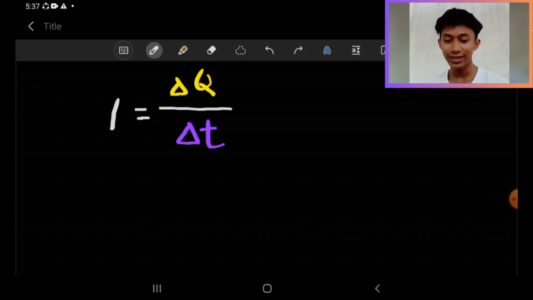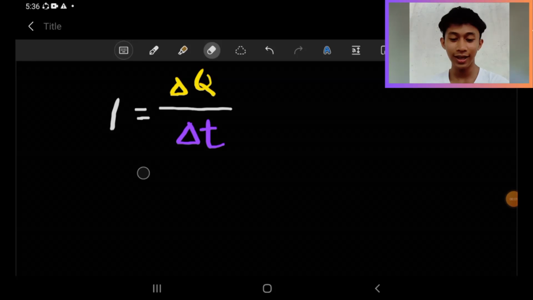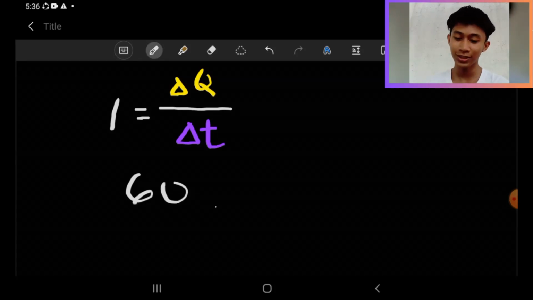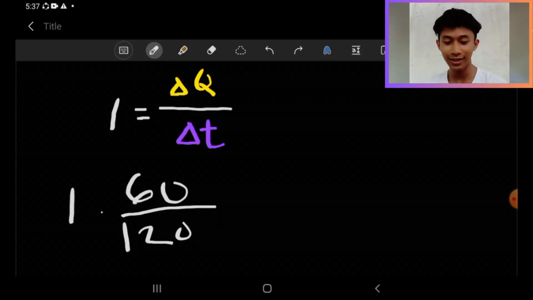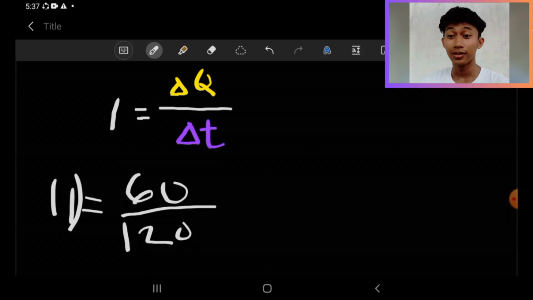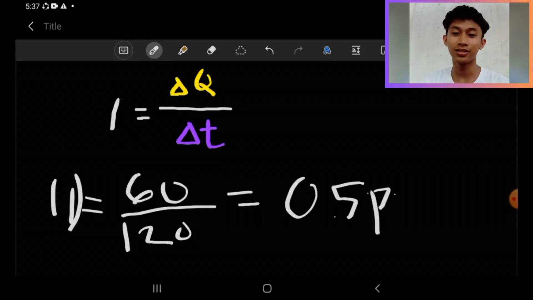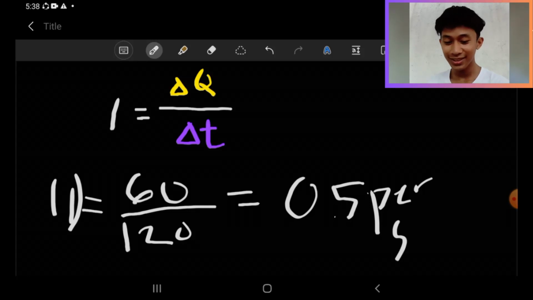So, the current is like the number of people passing through the gate of the theme park per second. If 60 people, which is the charge, go through the gate in 120 seconds, which is our time, the current would be 0.5 people per second. This means that 0.5 people, which are the electrons, are passing through the gate, flowing through the wire every second or in a certain amount of time.